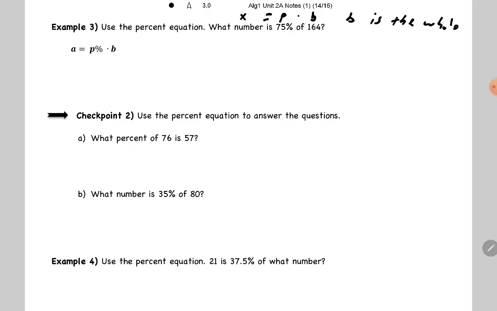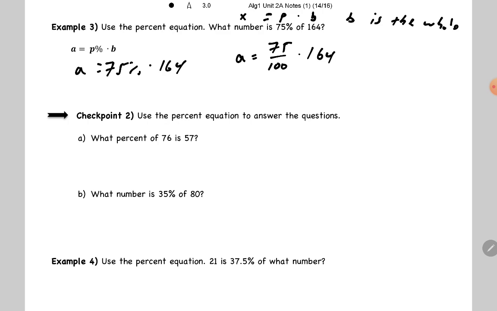All right, so a equals 75% of 164. How do we do that? So remember, a equals 75 over 100. That's how we change percent. Percent means 75 divided by 100 times 164.